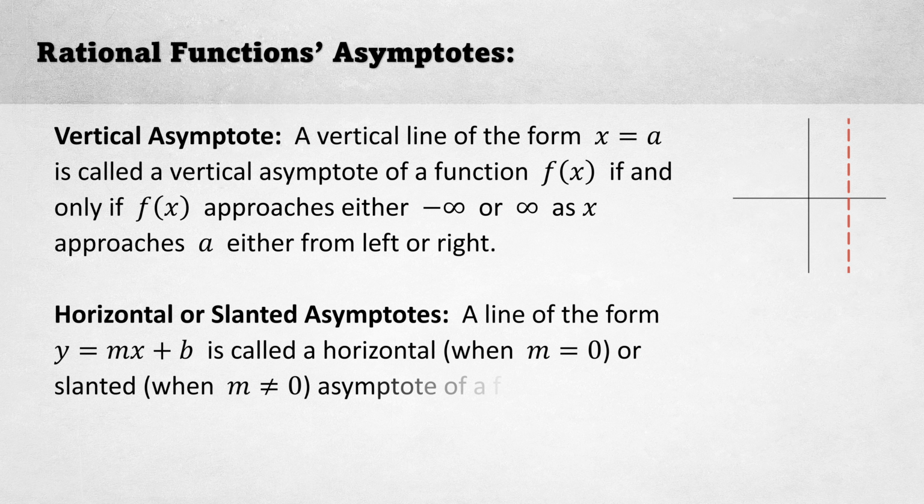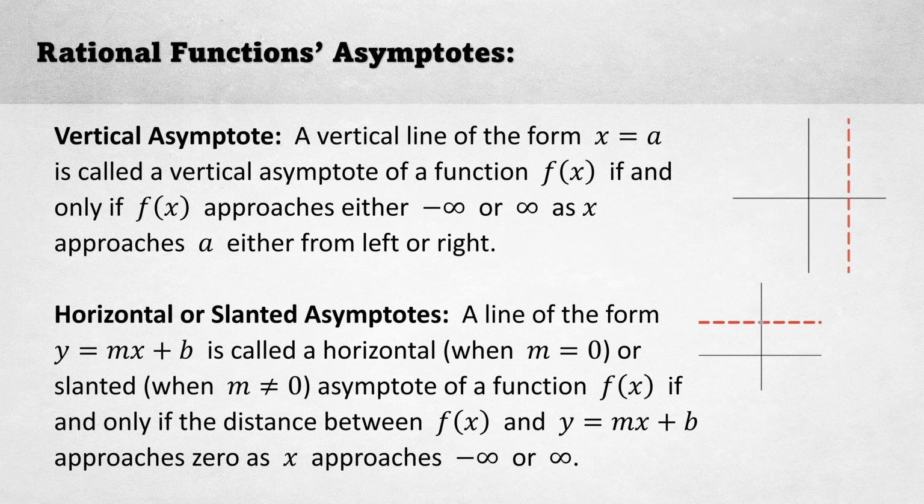A horizontal or slanted asymptote is a dashed line of the form y equals mx plus b, where the function approaches the asymptote as x approaches positive or negative infinity. Note that if the slope m equals 0, we get a horizontal asymptote, otherwise we get a slanted asymptote. Unlike the vertical asymptotes, the graph of a rational function may intersect a horizontal or slanted asymptote.